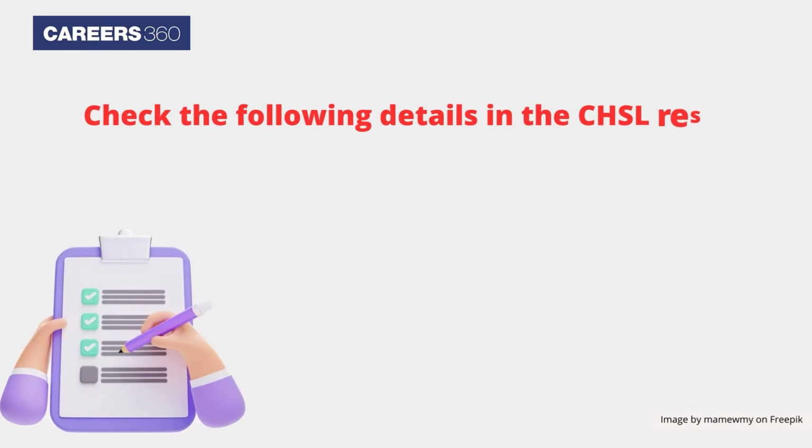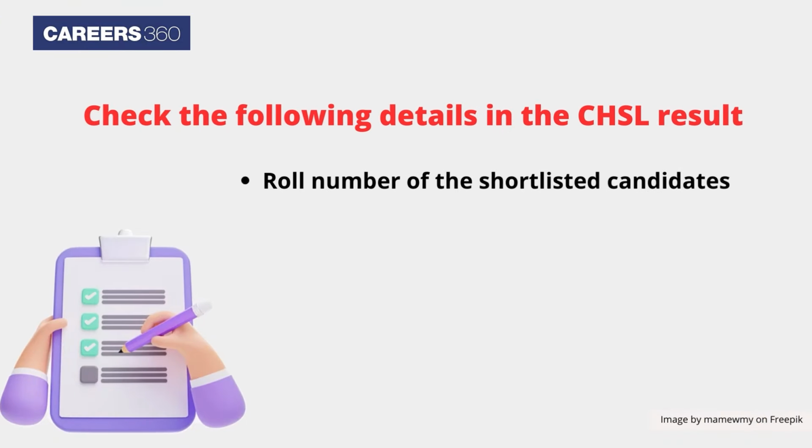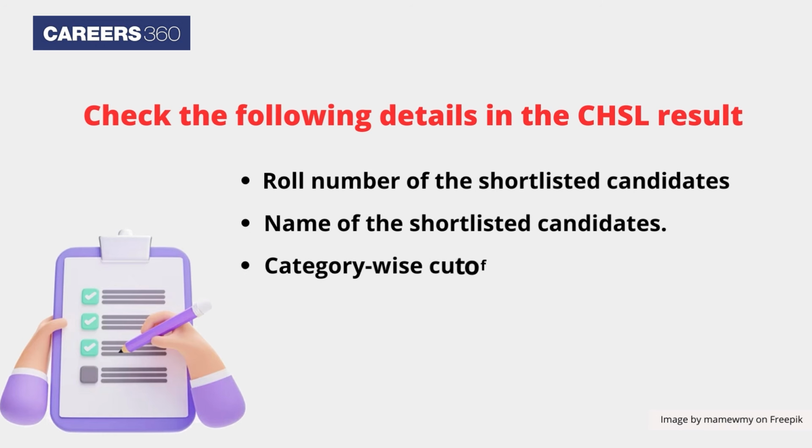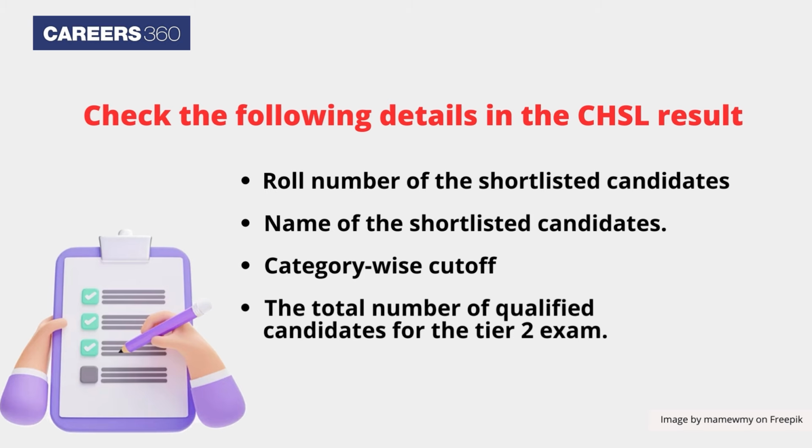Candidates can check the following details in the CHSL result: roll number of the shortlisted candidates, name of the shortlisted candidates, category-wise cutoff, the total number of qualified candidates for the Tier 2 exam.